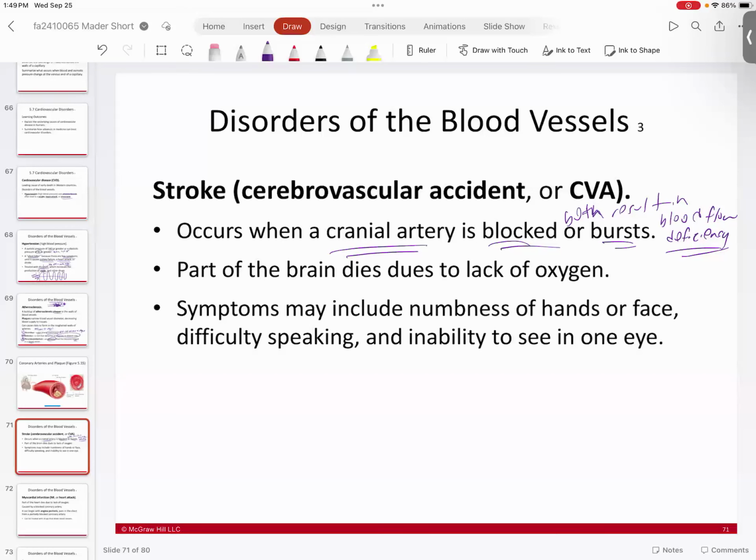So if it's blocked, you're going to block blood flow to a particular area of the brain, or if it bursts, you're going to destroy the blood flow to a particular area of the brain.